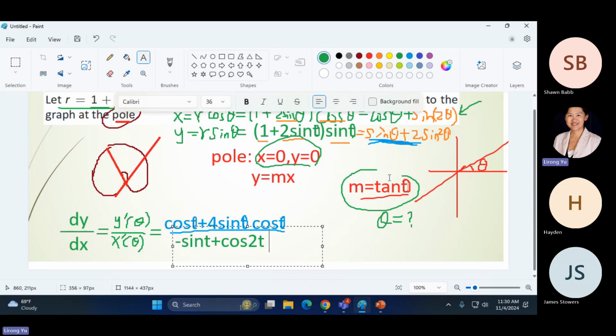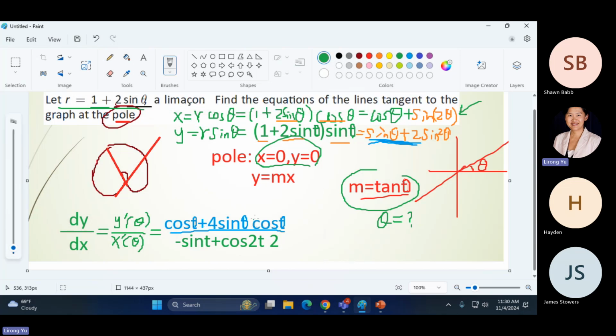And then we have to multiply by 2, because there's 2 theta inside, according to the chain rule. So this is cosine 2 theta. That's the derivative of sine 2 theta. The derivative of sine 2 theta is cosine 2 theta times 2, because of the chain rule. Any questions? All right.